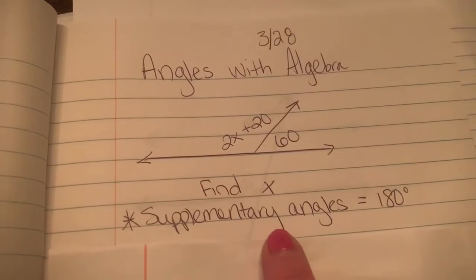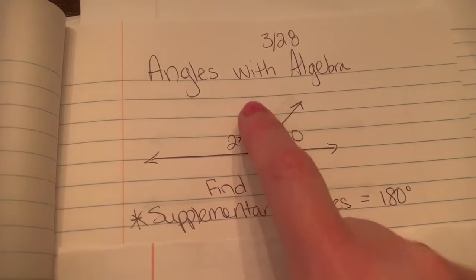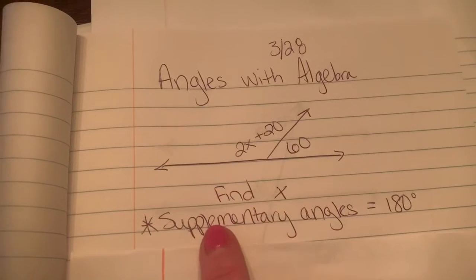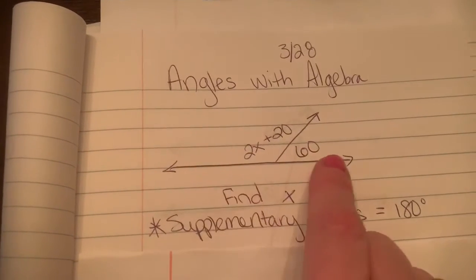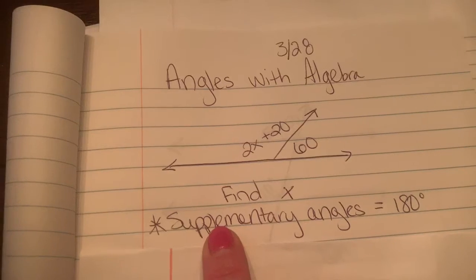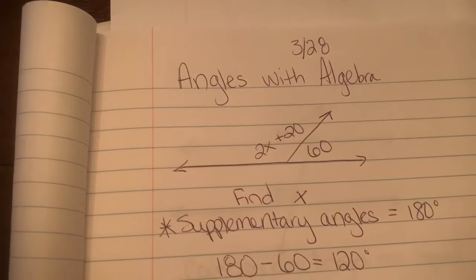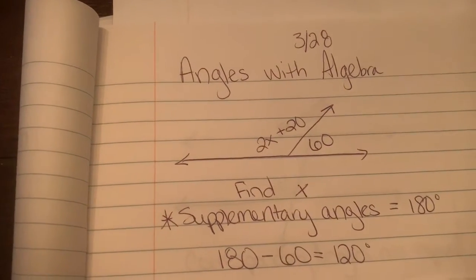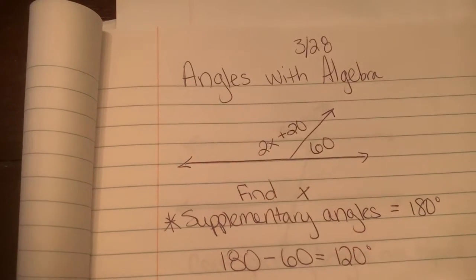So here in this case, we want to find what x is. I don't want to know how much this angle is. I want to find what x is. To find out what this angle is, I would need to remember that supplementary angles are 180 degrees. So both of these are 180 because of that rule. If I do 180 minus 60, I know that this angle is 120 degrees, but that doesn't tell me what x is. That just tells me that this full angle is 120 degrees.